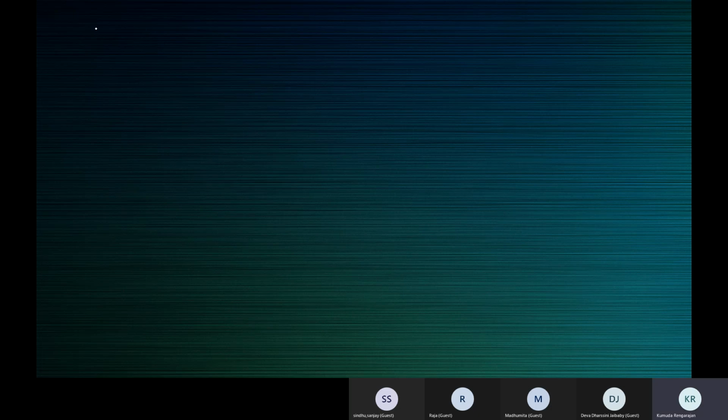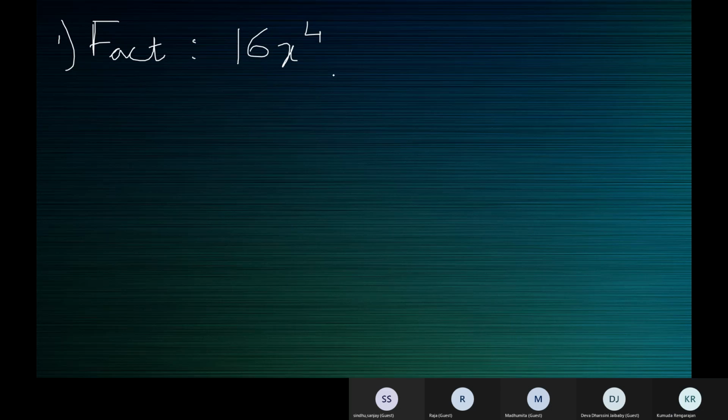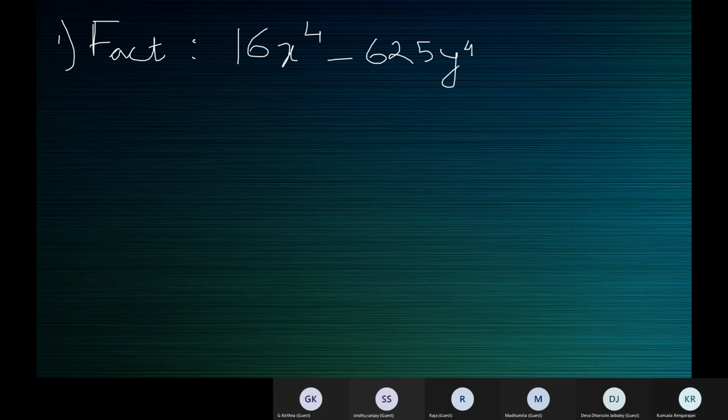Yes, children, we are continuing the revision on factorization. Yes, factorize. Factorize 16x to the power 4 minus 625y to the power 4.